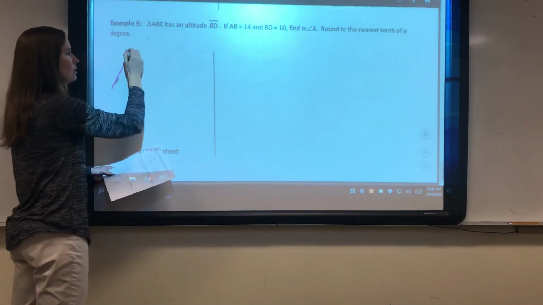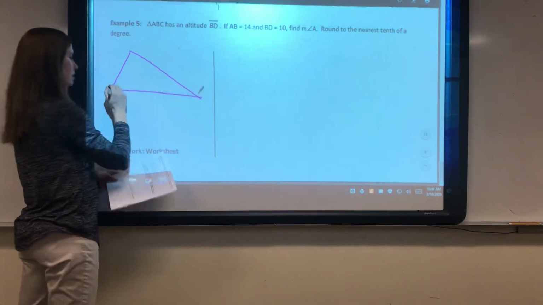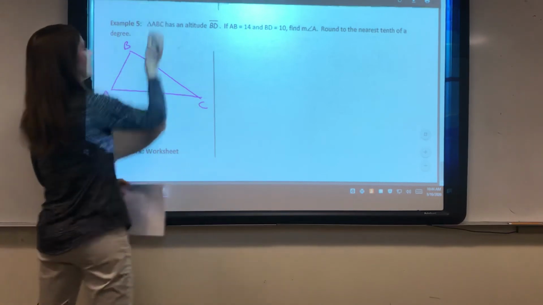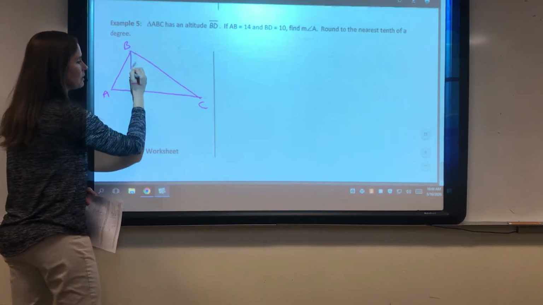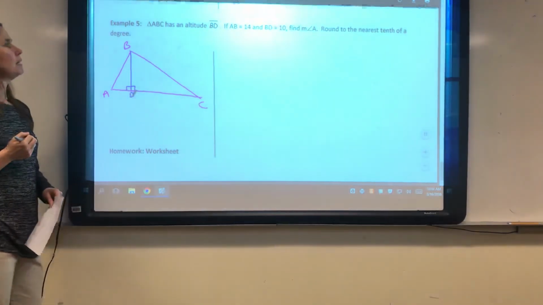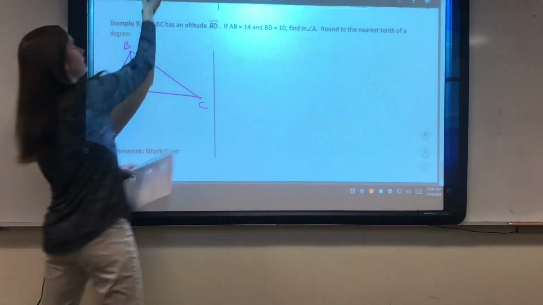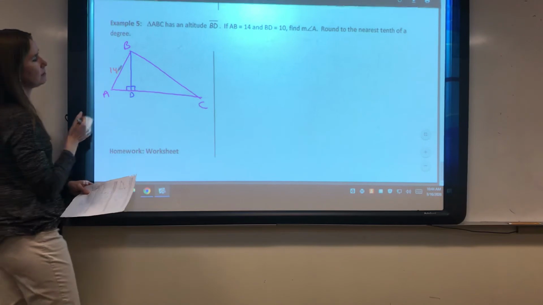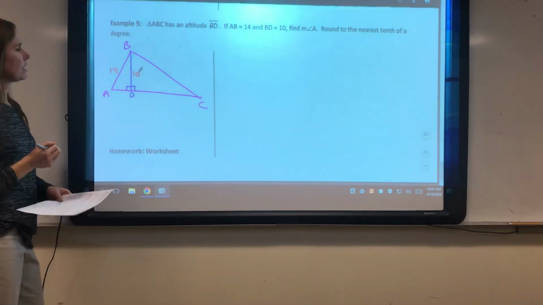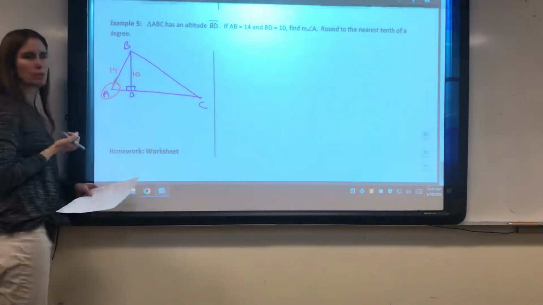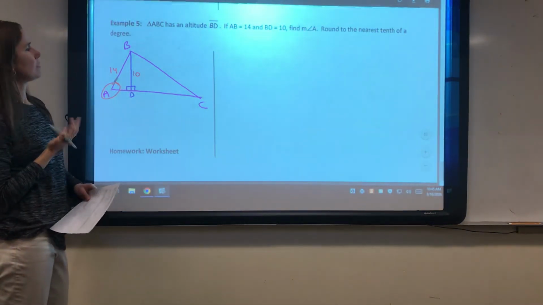So if I go and draw triangle ABC, and I go ahead and draw an altitude BD, so coming from B down here, and where it meets up is going to be a right angle, and I'm going to call that D. And it says if AB is 14, and BD is 10, find out what angle A is. That's what I'm looking for. All right, and round to the nearest tenth.